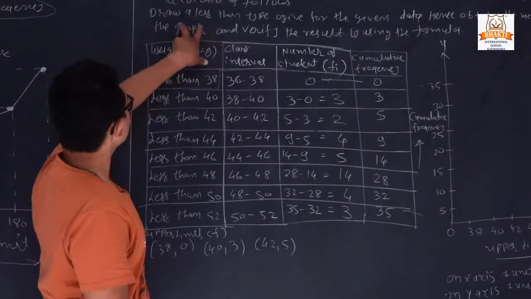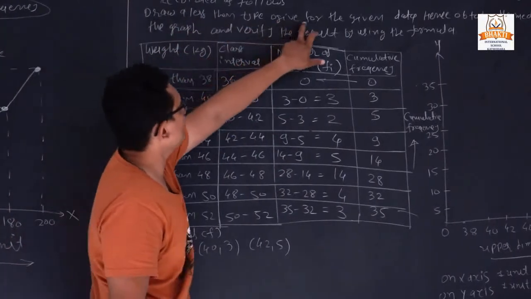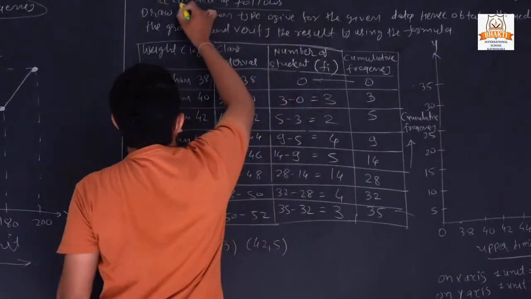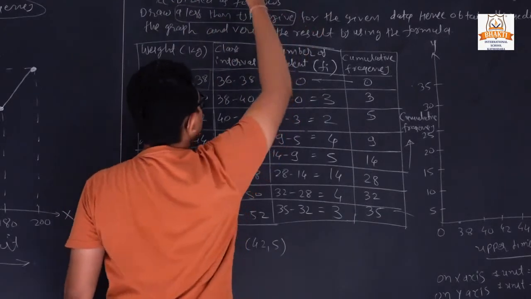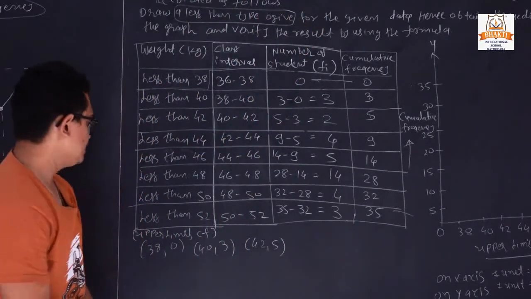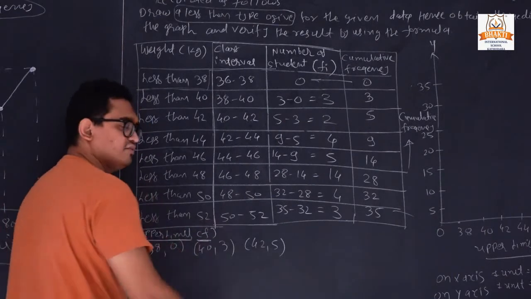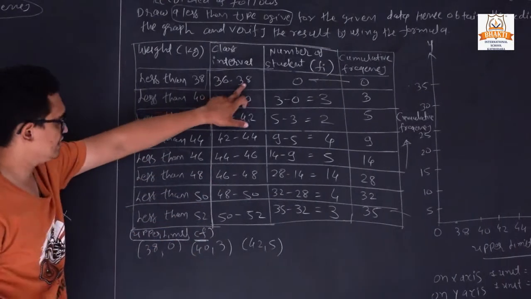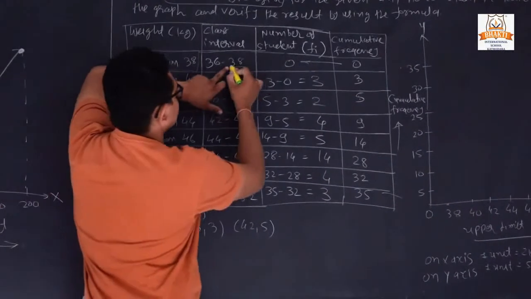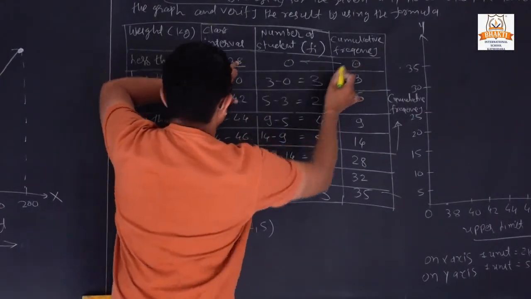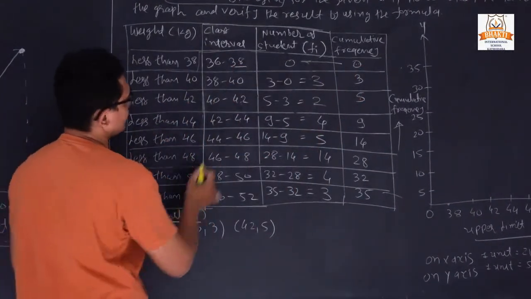Now they are asking, draw the less than type of ogive. So which kind of graph can we draw? Less than type of ogive. In a less than type of ogive we draw the graph of upper limit versus CF. So what is our upper limit? 38. Clear? And what is CF? 0. So first it is 38 comma 0.